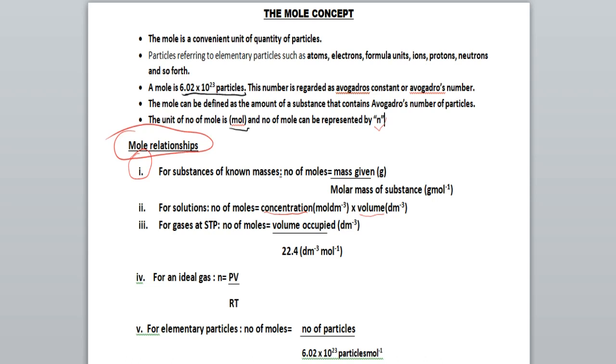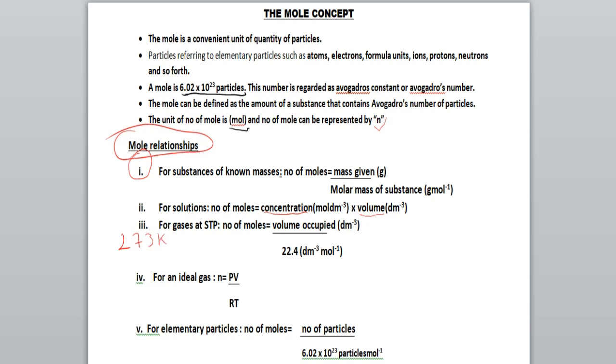So moving to the next one, we have gases at STP. When we say STP, we are talking about standard temperature and pressure. So gases at standard temperature and pressure. And we know standard temperature is 273 Kelvin.